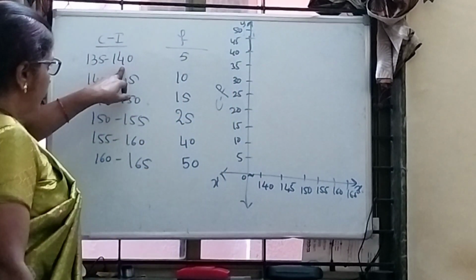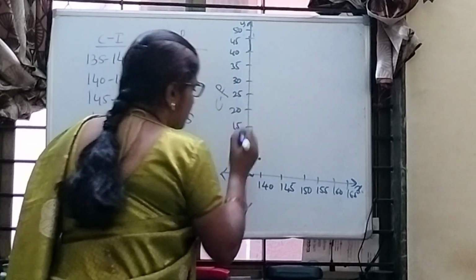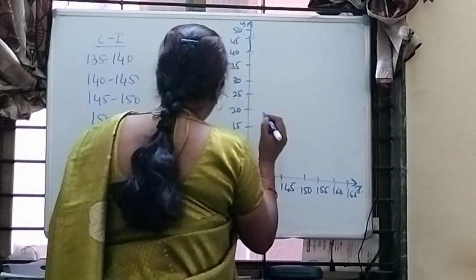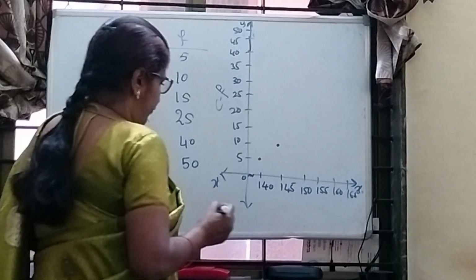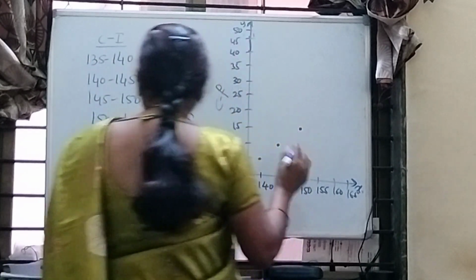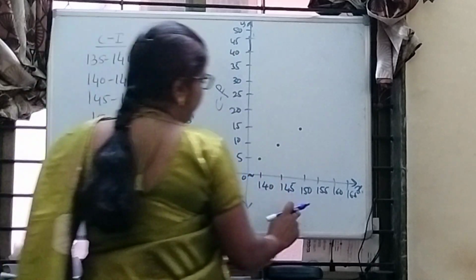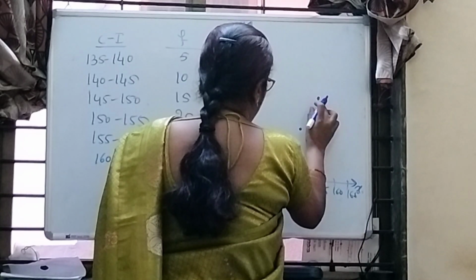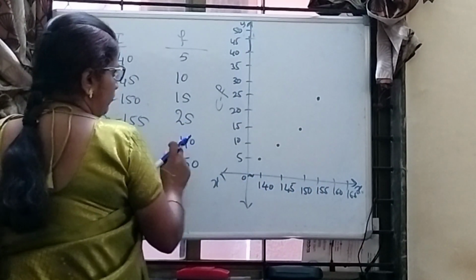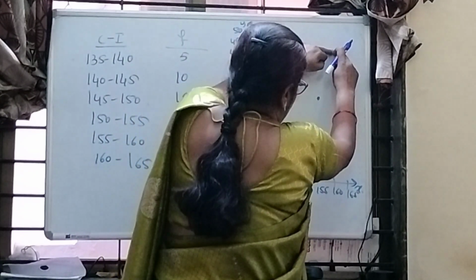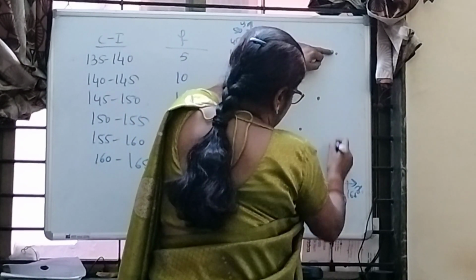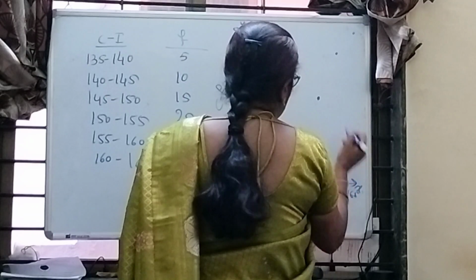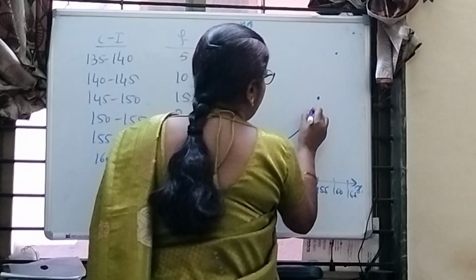Now mark. For 140 it is 5. So mark a point. For 145, the cumulative frequency is 10. So here it is. Then 150 it is 15. Just take like this. 155 it is 25, comes here. So this is 25. Then 160 it is 40. It is 40 here. Then 165, last, it is 50. Then go on joining through a freehand curve.